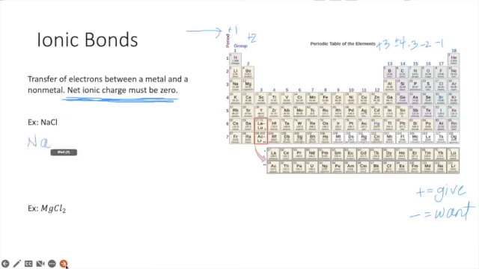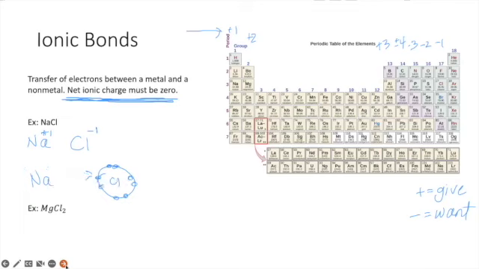So sodium has +1. He wants to give away 1. Chloride is a -1. He wants to take on 1. So these guys are perfect pairs for each other. Sodium has 1 in his outer shell to give away to chloride, who's only missing 1 electron. So if he gives that electron away, he now has it.